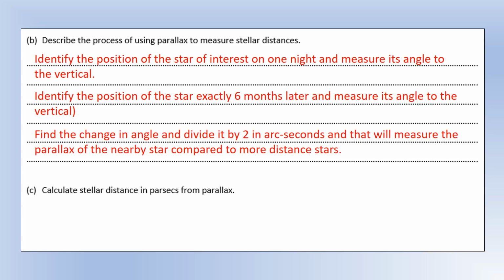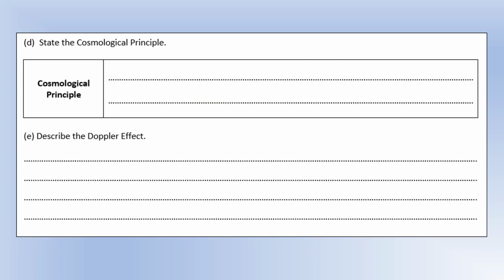And then we find the change in angle, divide it by 2, and that will allow us to figure out what the parallax of a star is. We're essentially doing it by comparing its position to something really far away. We consider it essentially stationary. So once we know the parallax in arcseconds, we can then calculate how far something is away in parsecs. So if theta is in arcseconds, d is in parsecs.